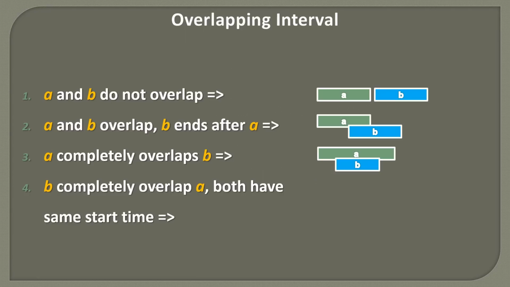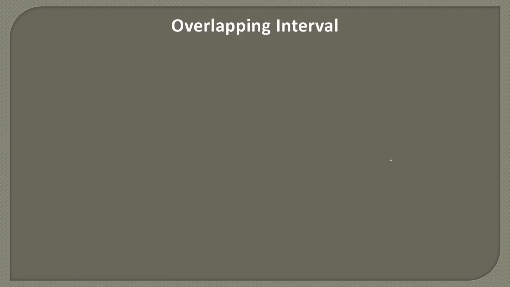B completely overlaps A in a case where both have the same start time. So B is completely overlapping A, but A should come either before B or start at the same time. We are taking this assumption and we will come to know later why it's important. So this is one such case where B will completely overlap A, but as A should either start at the same time as B or before B, this would be one such use case. Now we will see all these cases and why they are important.